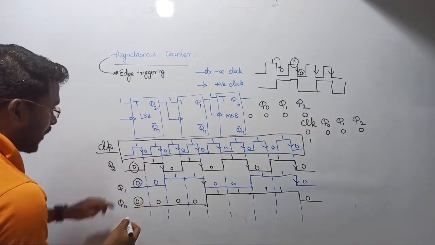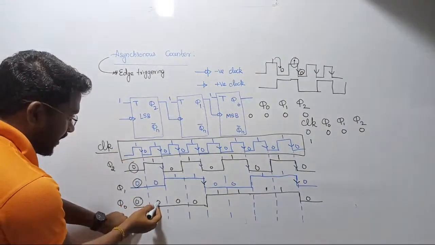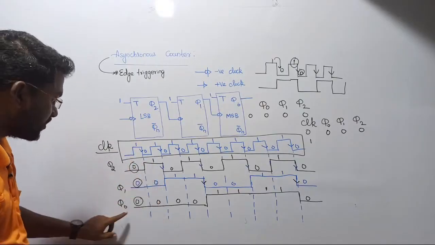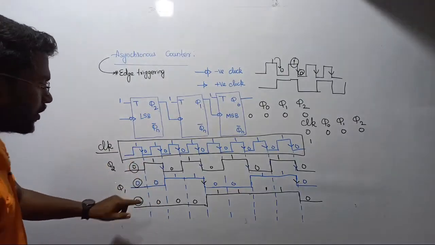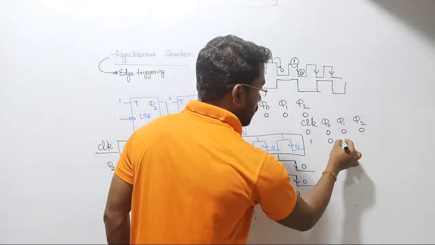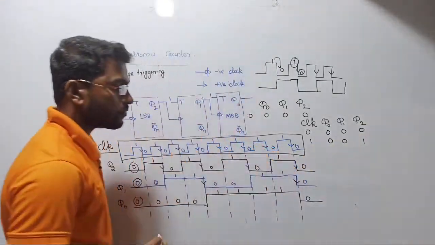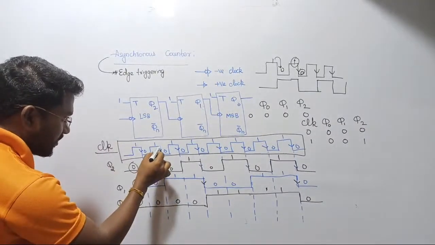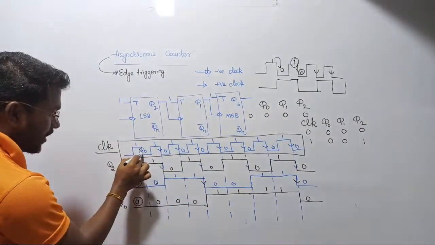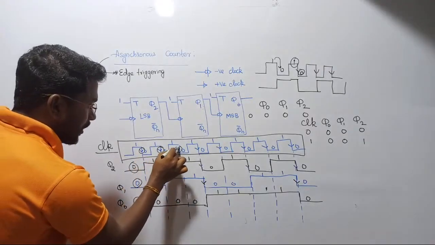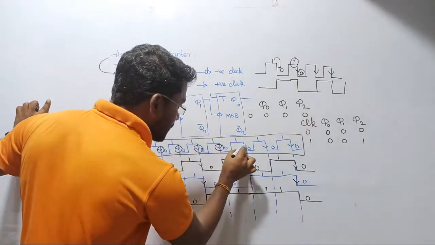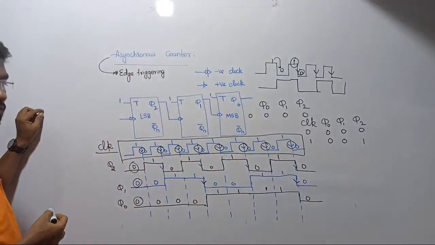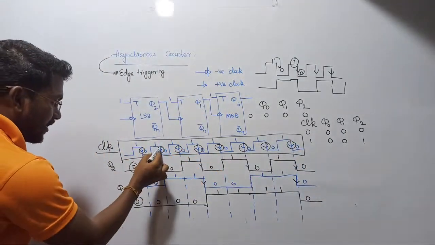Immediately after the application of the first clock, observe the state: 0, 0, 1. So we are getting 0, 0, 1. See there, Q0, Q1, Q2, the variables are going to be 0, 0, 1. Next we are going to consider the second clock pulse. See there, first clock pulse, second clock pulse, third clock pulse, fourth clock pulse, fifth clock pulse, sixth clock pulse, seventh clock pulse, eighth clock pulse.